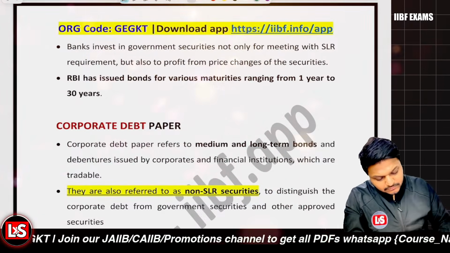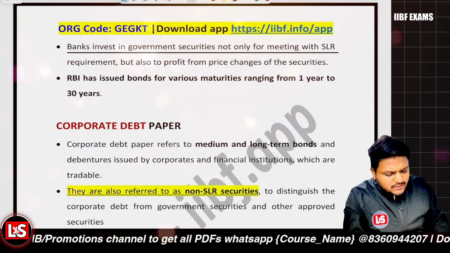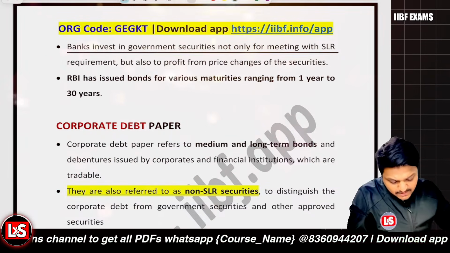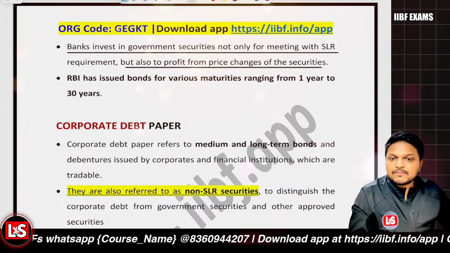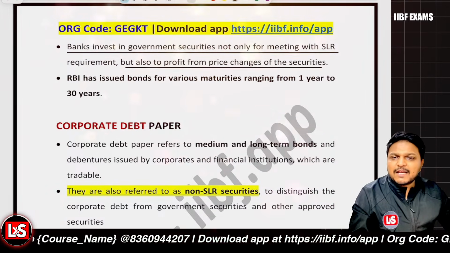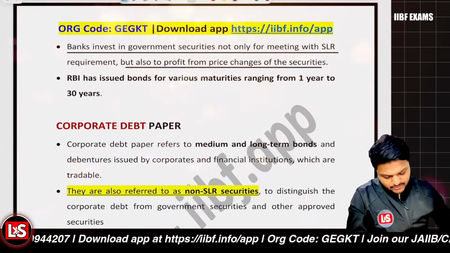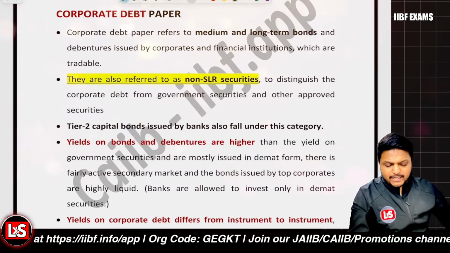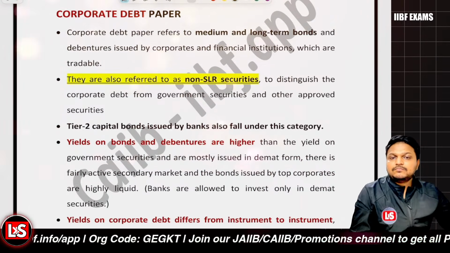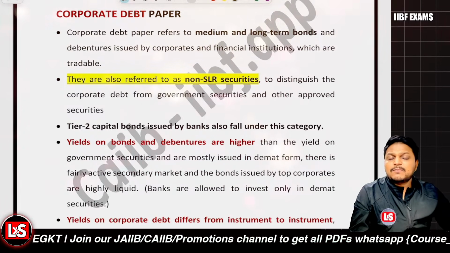And there is an obligation that the banks are to invest in the government securities, but not only for the SLR purposes, but also if you want to earn the profit from these securities, right? And tenor, I have already told you, it's basically ranging from 1 year to 30 years. After that, it's about the corporate debt paper. Now, these securities are being issued by the corporates.